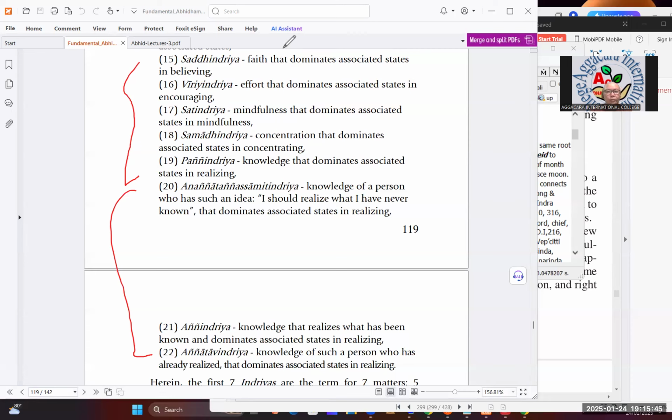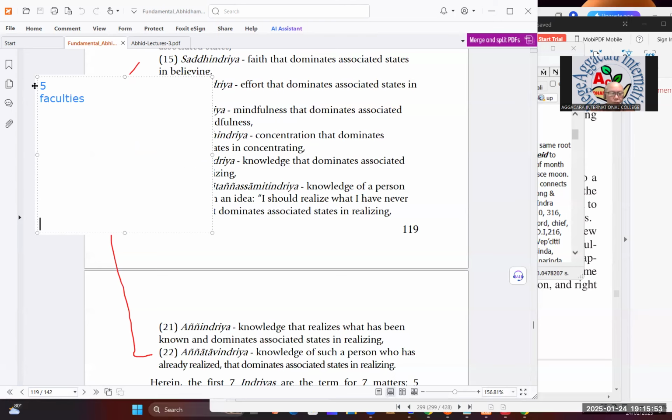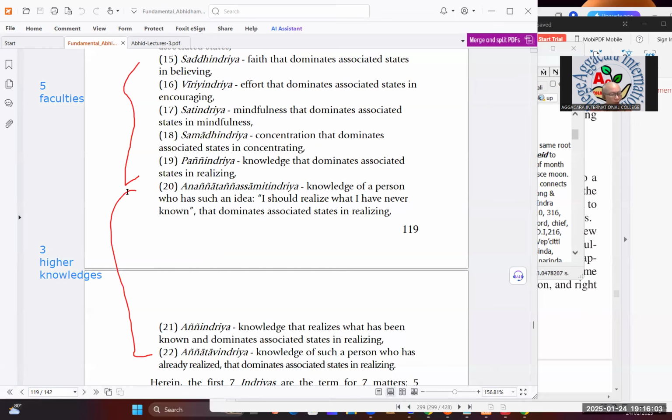So this we call 5. So normally we call this 5 faculties, right? And the below will be 3. You can use the word higher knowledge if you want, because this is more to do with enlightenment. Okay, so 5 and 3.